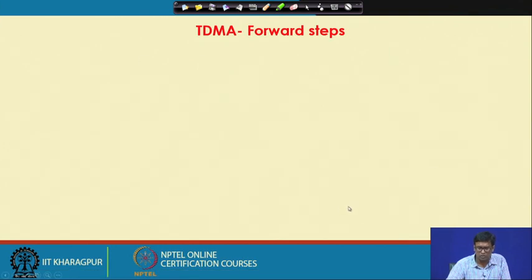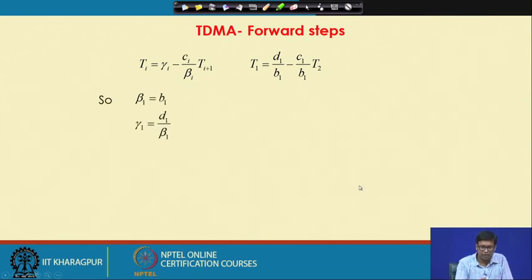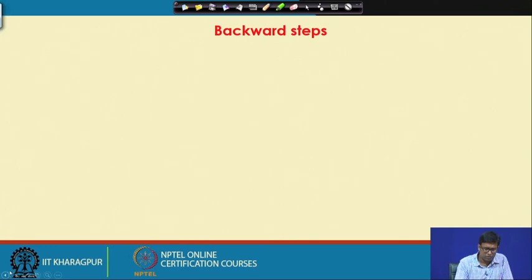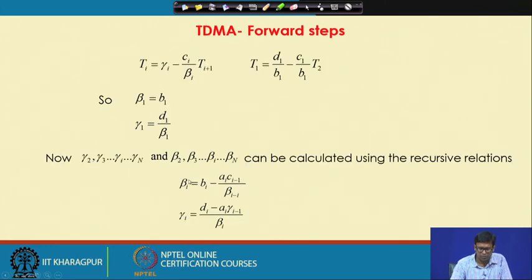So this is the forward step in TDMA. We have T I is equal to gamma I minus C I by beta I times T I plus 1, and we get what T 1 is. Here we can find beta 1 is equal to B 1 and gamma 1 is equal to D 1 by beta 1, and then we have the recursive relations, beta I and gamma I dependent on beta I minus 1 and gamma I minus 1. We can calculate gamma 2, beta 2, gamma 3, beta 3, and so on up to gamma n, beta n.